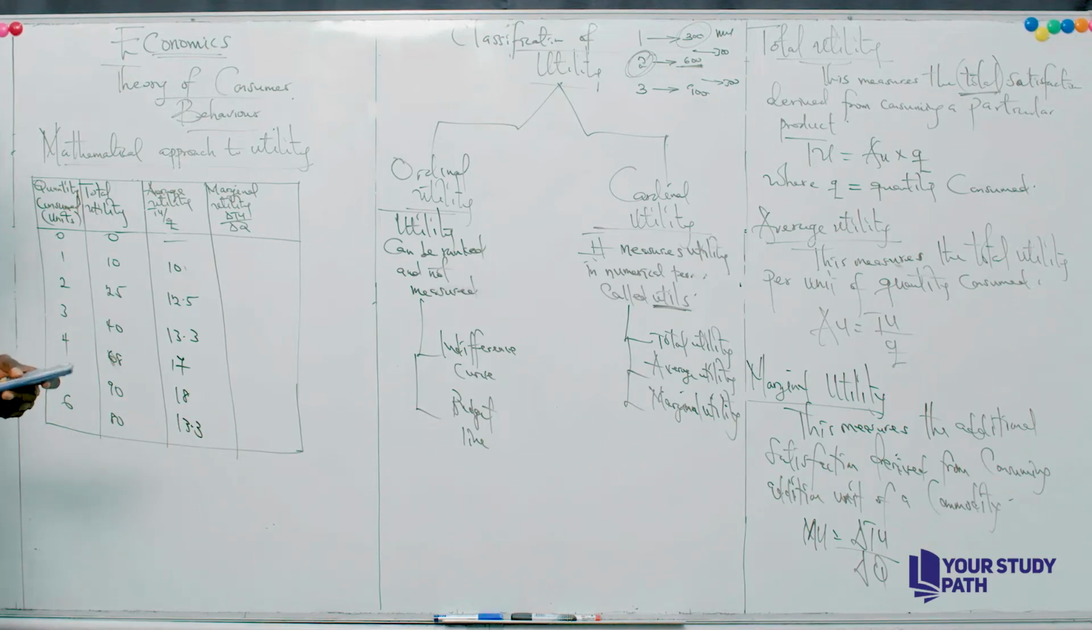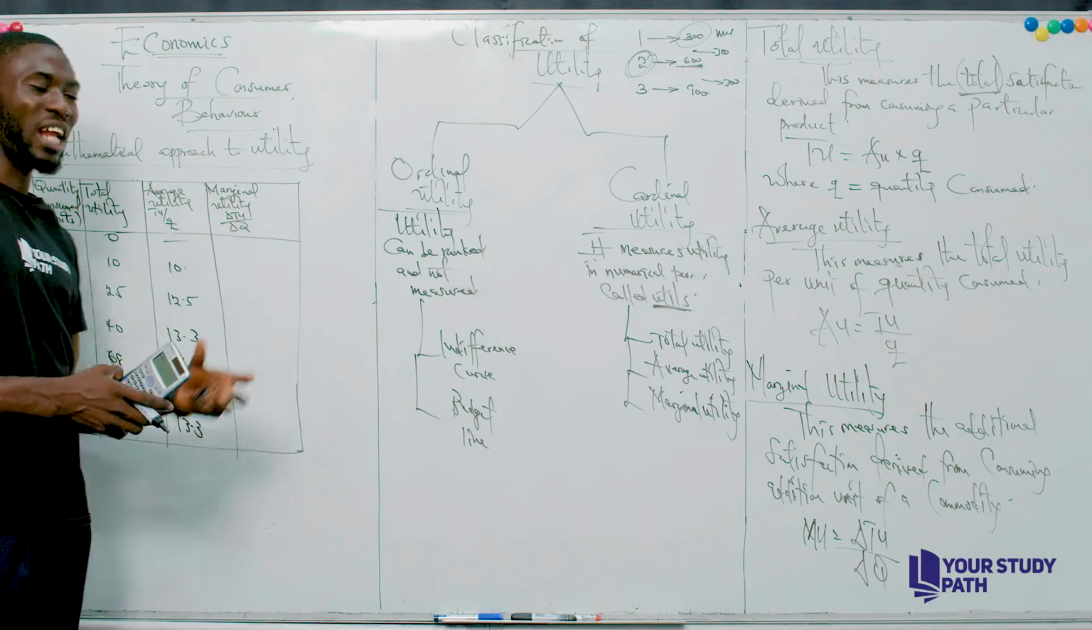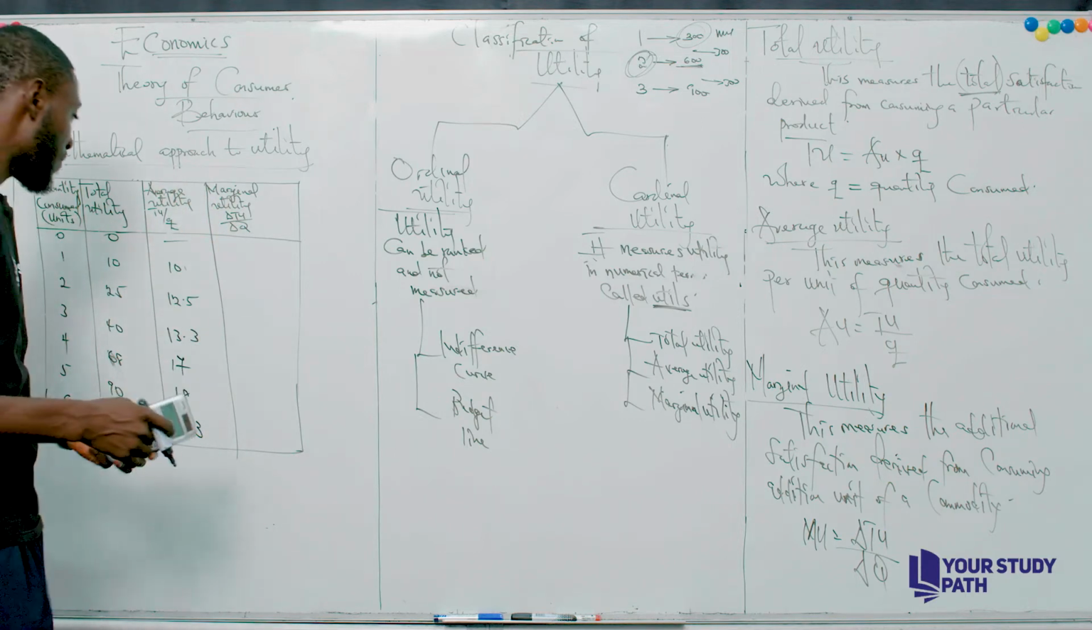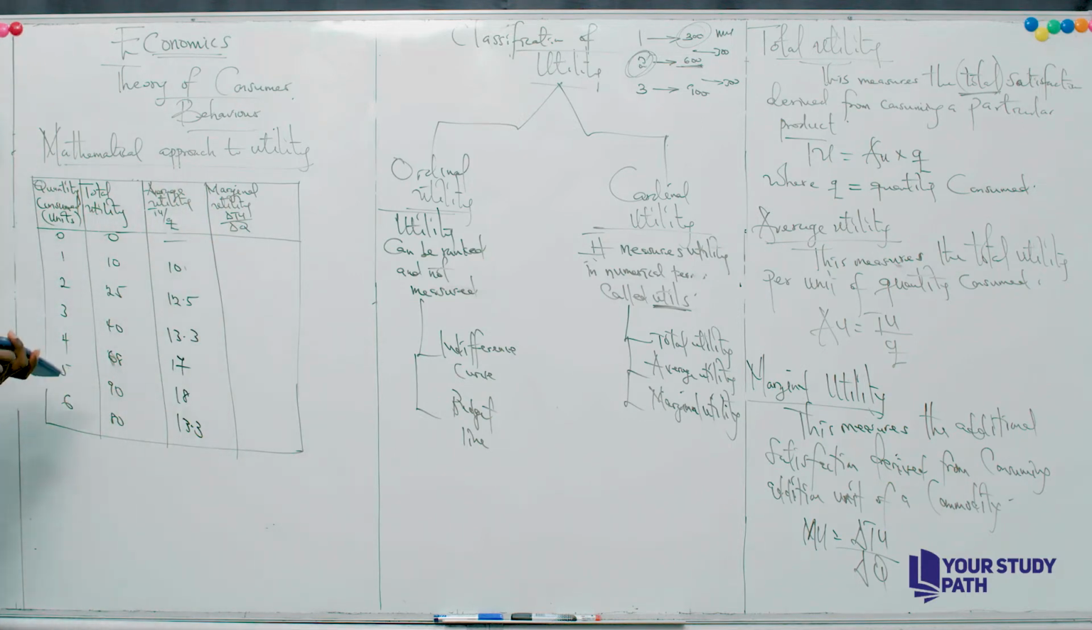So now we can see, this is the average utility. So let's see how we can ascertain the marginal utility. For the marginal, I think I'm going to write this one out.